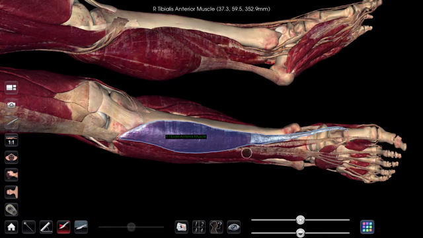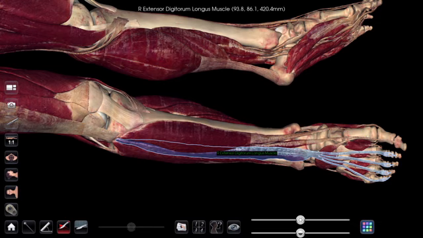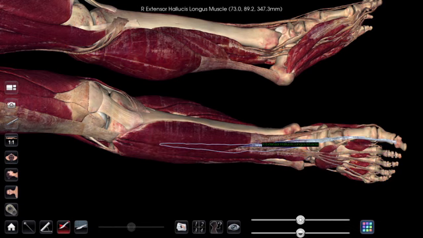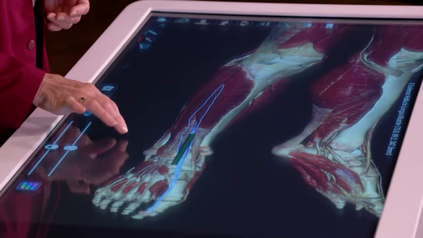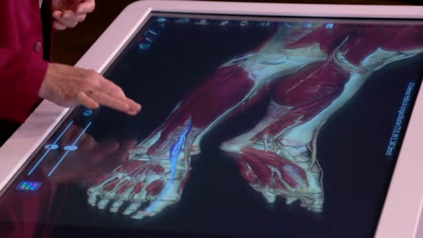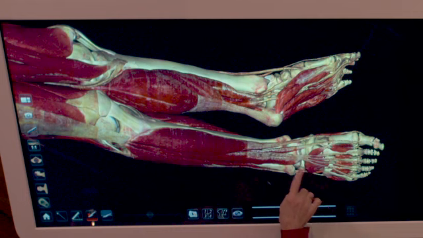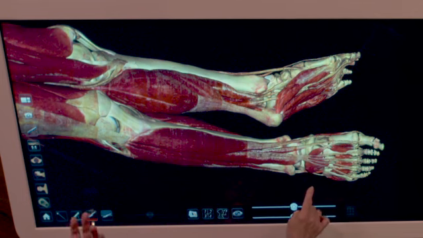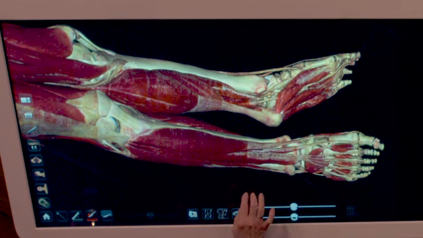And then adjacent to that, we see the extensor digitorum longus, with its tendons going to the four smaller toes. And then between the two, we see extensor hallucis longus passing to the great toe. And all these muscles are supplied by the deep fibular nerve. Most people have a peroneus tertius muscle, but this individual does not have a peroneus tertius. It is a variable muscle.